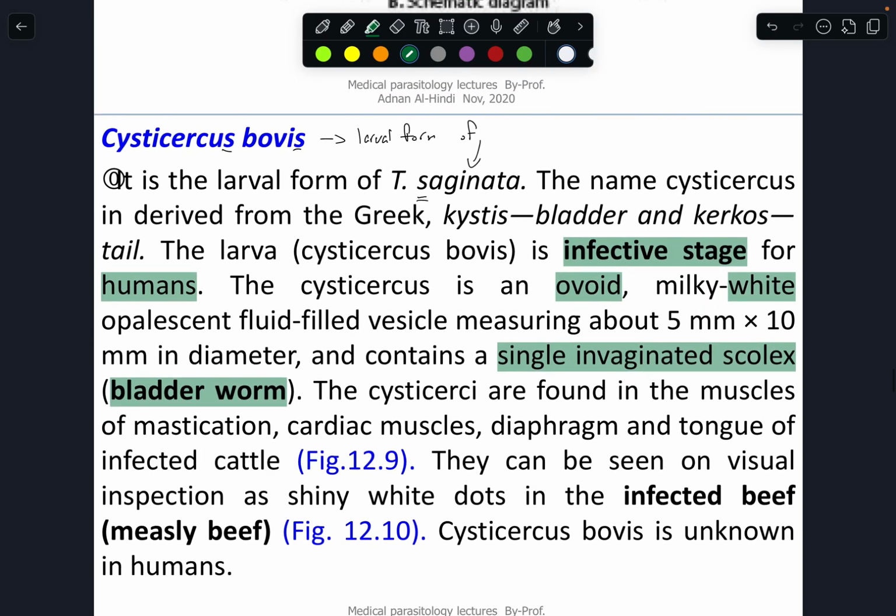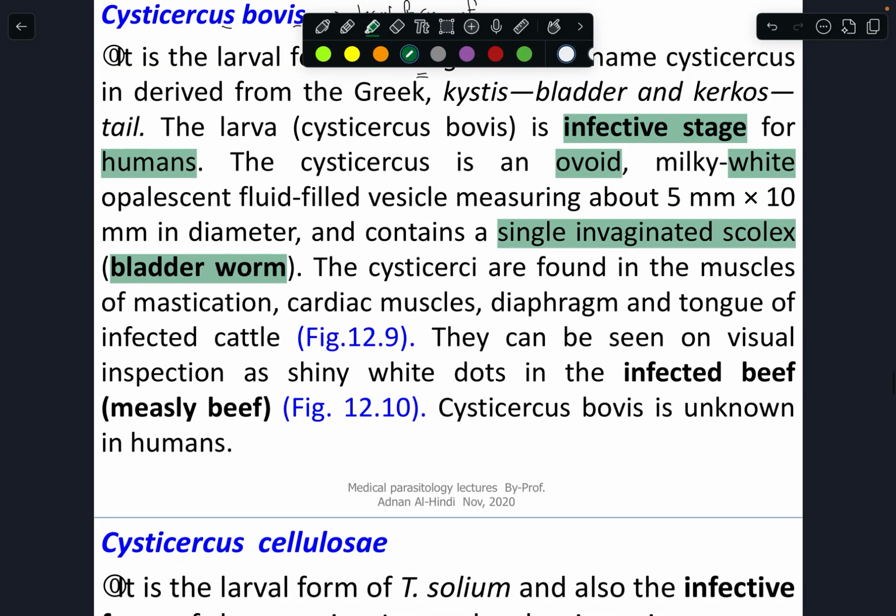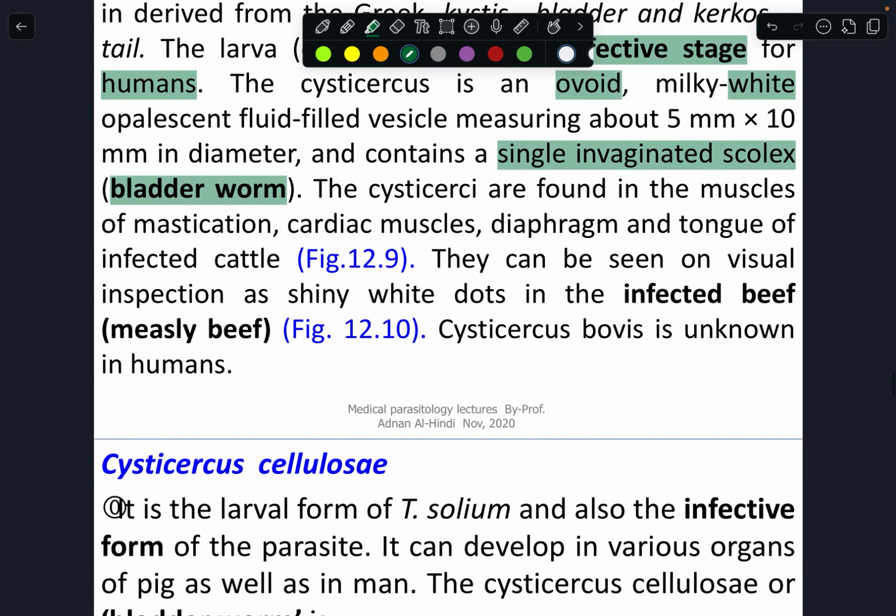The cysticerci are found in the muscles of mastication, cardiac muscles, diaphragm and tongue of infected cattle.